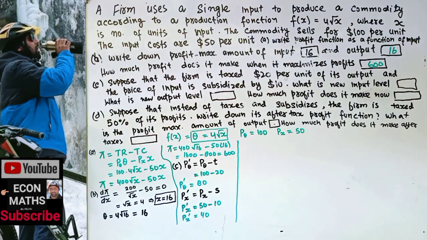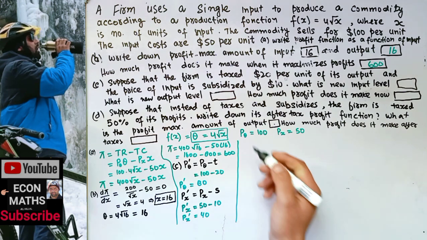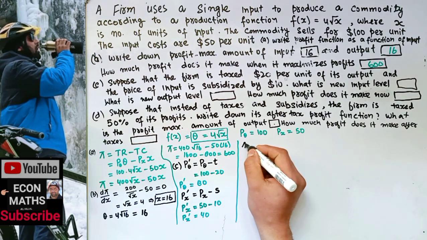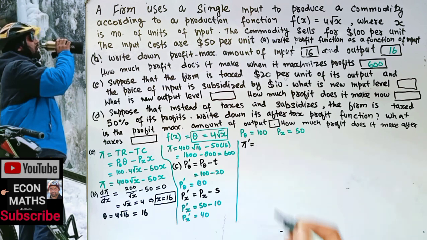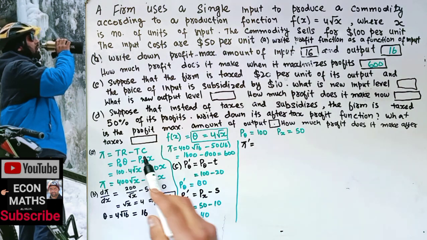Now we are being told to find out the profit maximizing input and output. Now what will be our new profit function? Let's denote it by pi dash. Our new profit function will be equal to total revenue minus total cost.